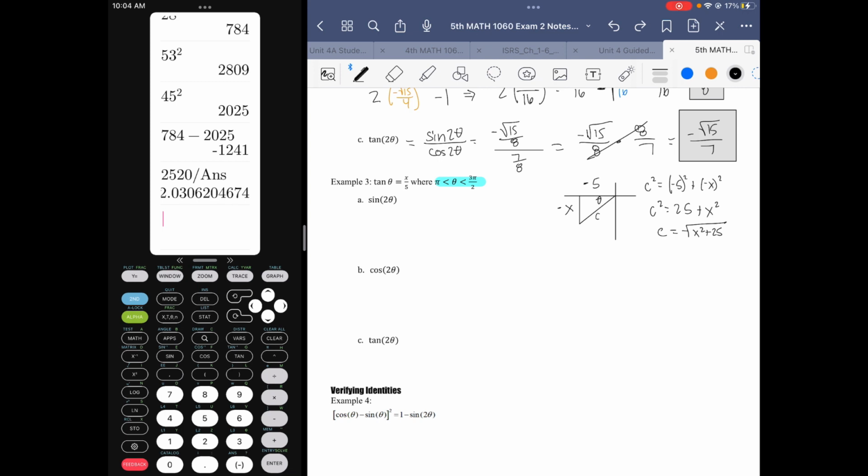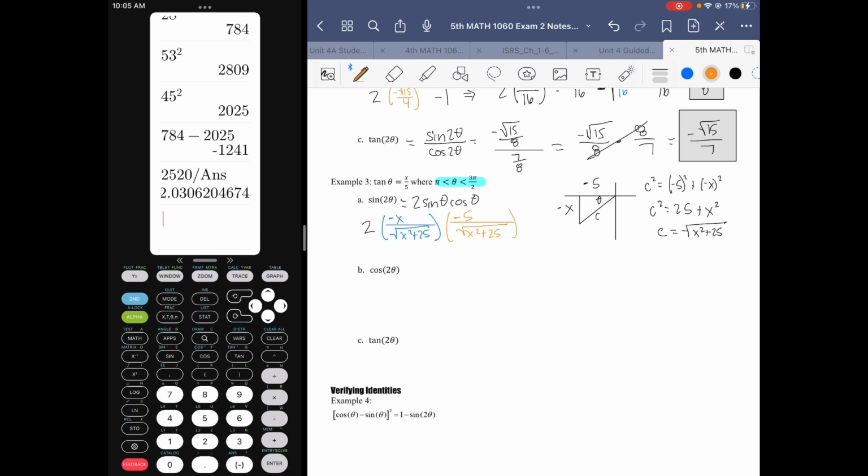So, when we're trying to find sine of 2 theta now, what we would do here is use our formula. So this is going to be 2 sine of theta times cosine of theta. So we would do 2. Now the sine is going to be opposite over hypotenuse, so this is multiplied by negative x divided by that whole big long hypotenuse we just found, the square root of x squared plus 25. Cosine is your adjacent side, or negative 5, over that whole big long hypotenuse, the square root of x squared plus 25.